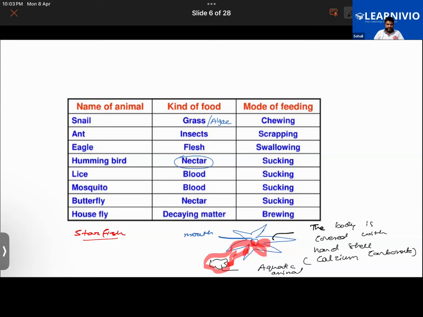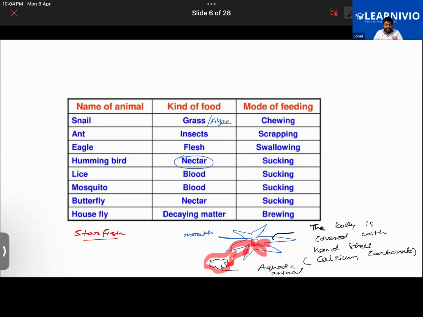So that is the thing about it. Hope it is clear. It also feeds on animals that are covered by hard shells. Starfish is not the only animal that is covered by hard shells. There can be other animals whose body is covered with hard shells made up of calcium carbonate, so it can eat them also. Getting it, guys? So this is such a special animal that pops out its stomach through the mouth to eat the animals.